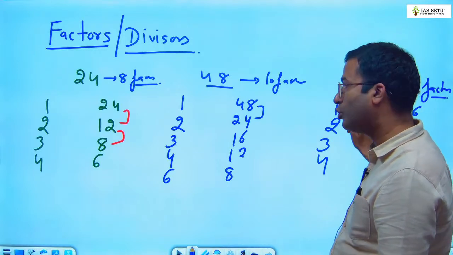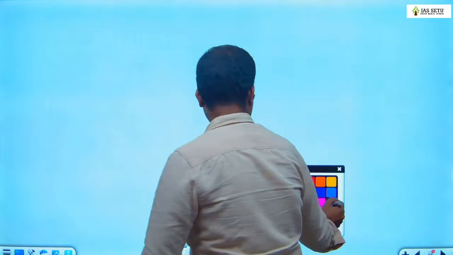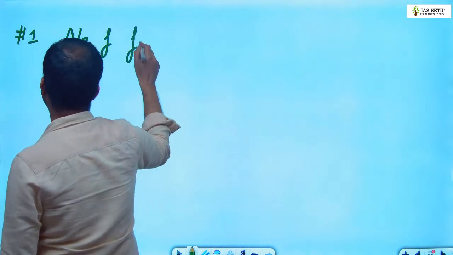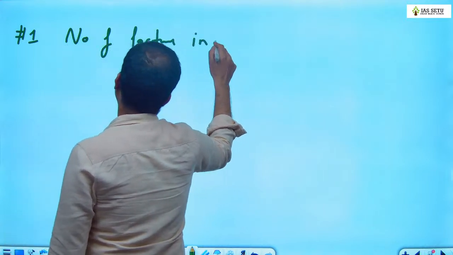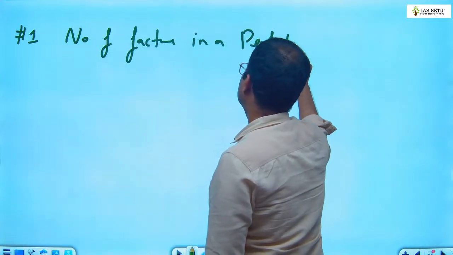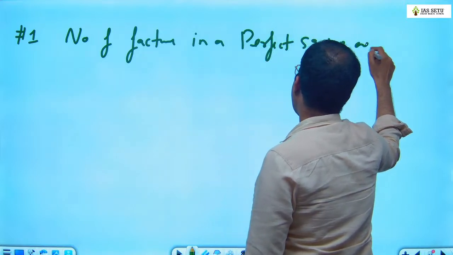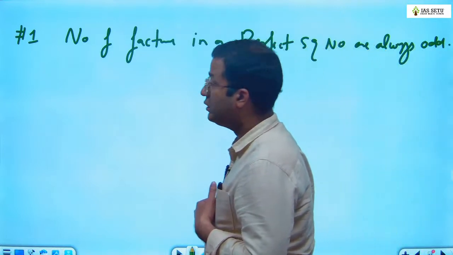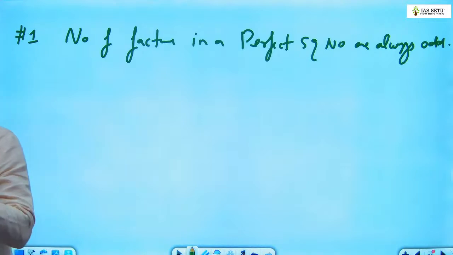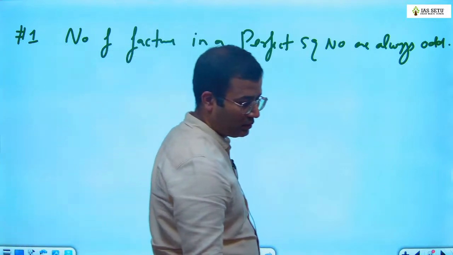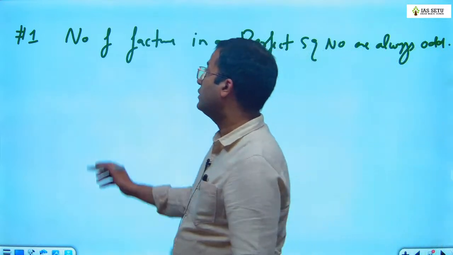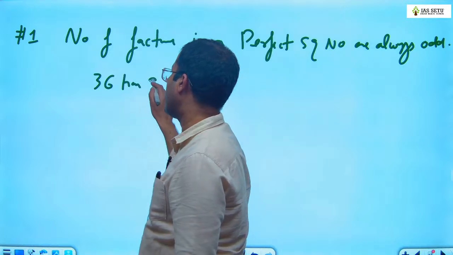Here observation is, लिख लो, first observation is number of factors of a perfect square number are always odd. Number of factors of a perfect square number are always odd. You write example, 36 has 9 factors.